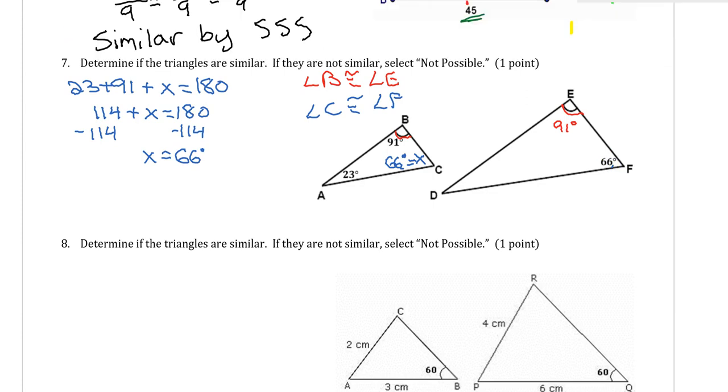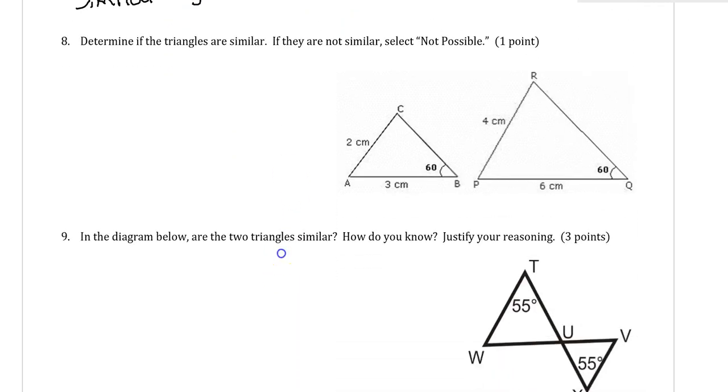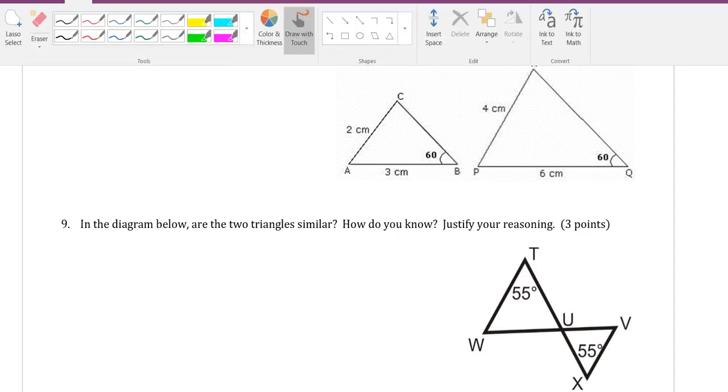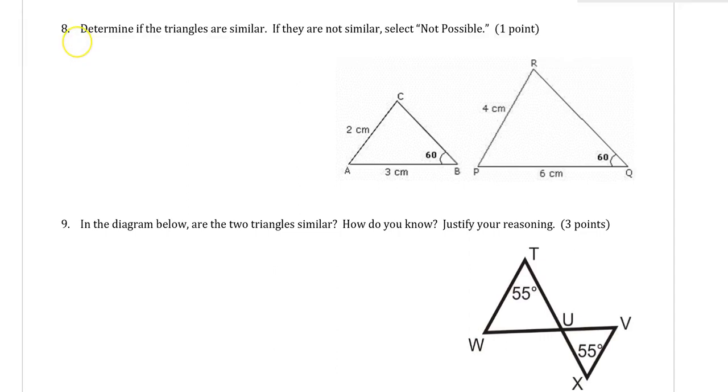So again, yes, these are similar by angle, angle. All right, looking at number 8. Determine if the triangles are similar and decide how. Well, right now I see that I have two sides in an angle, so I'm going to try and go with side, angle, side. Okay? So with side, angle, side, I need to start with small over small and equals big over big.